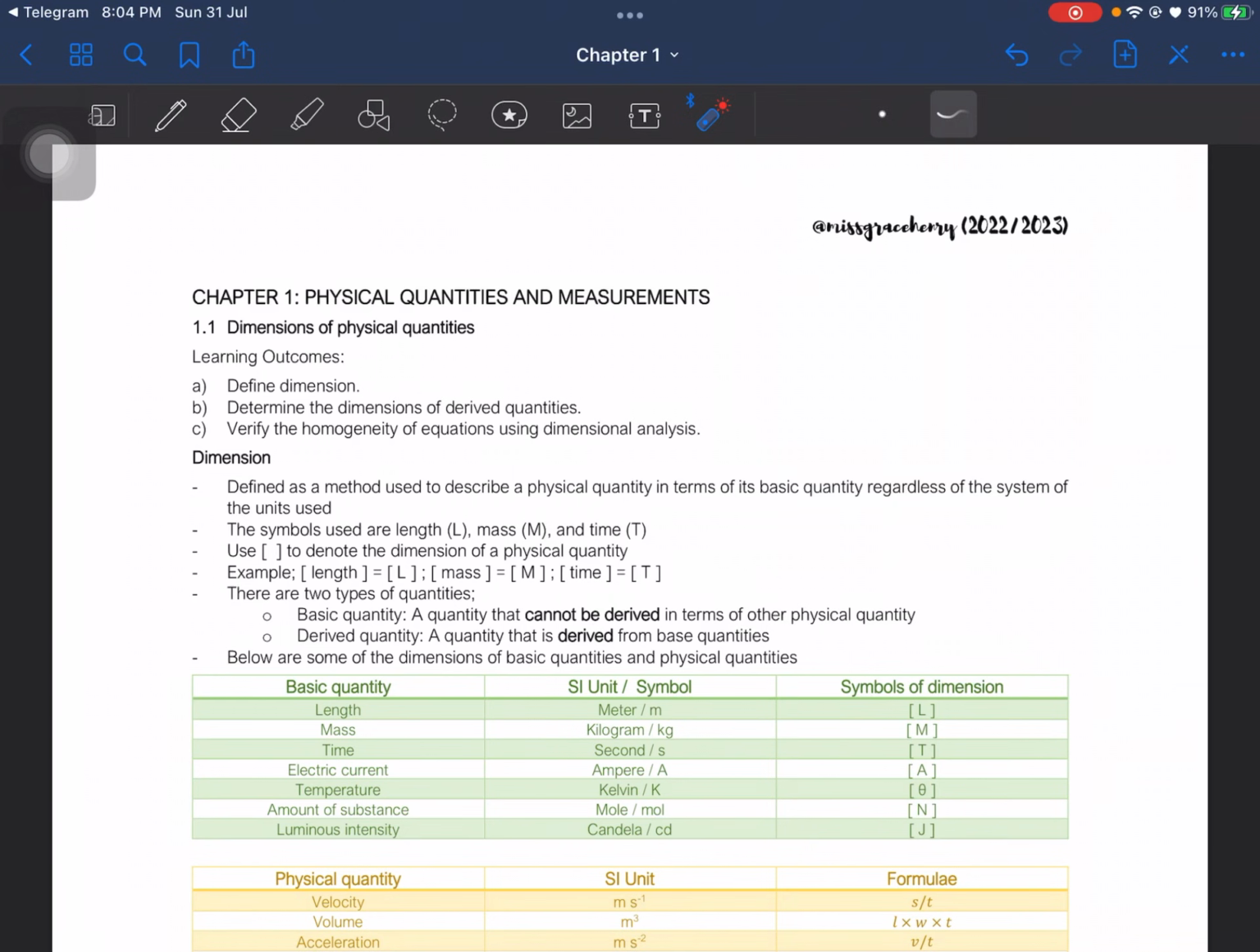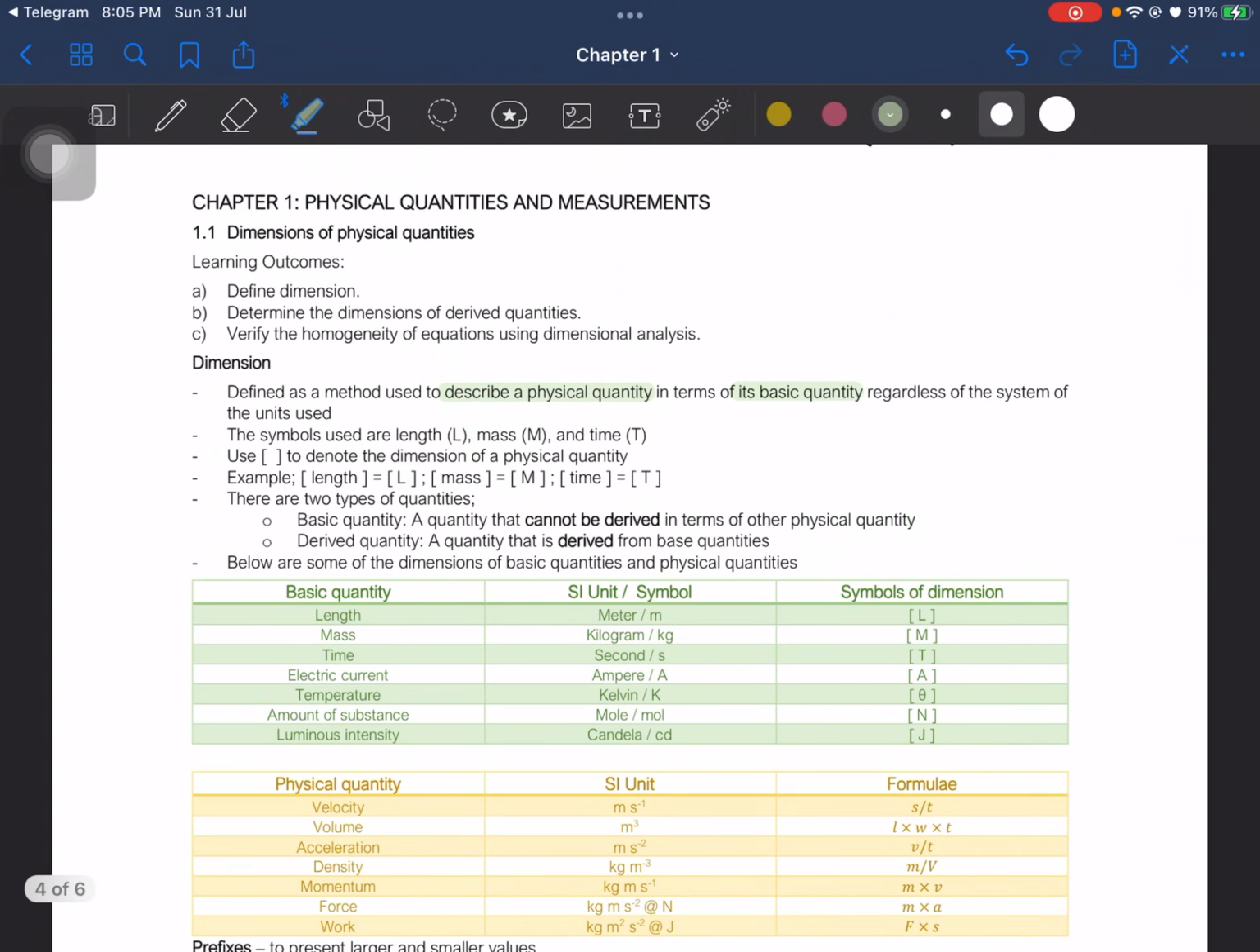Dimension is defined as a method used to describe a physical quantity in terms of its basic quantity regardless of the system of units used. The symbols that we are going to be focusing on are length, mass, and time. We are going to use the square bracket to denote that it is the dimension of a physical quantity. For example, for length it is capital L, mass capital M, time capital T.